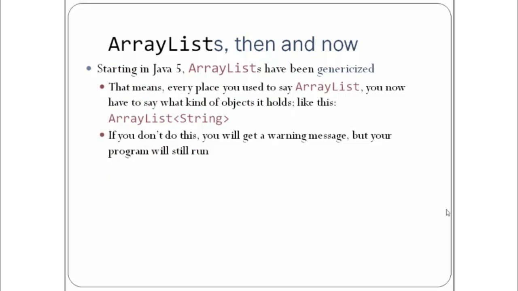ArrayList then and now. This talks about how ArrayList has evolved in Java and what changes have been brought from Java 5. Starting in Java 5, ArrayList has been generalized. That means every place you used an ArrayList, you now have to say what kind of object it holds, like this. When we write ArrayList and put the angle brackets, we put in the type which we want to store. Over here we are storing String, so this is an ArrayList of String.